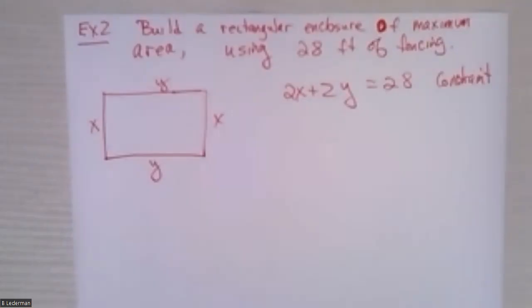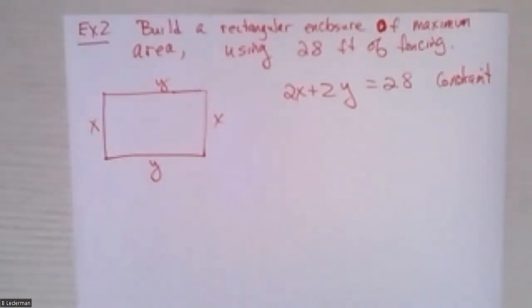Meaning that the perimeter is set. The perimeter is 28. That's how much fencing I have. That's how much material I have. And that's not changing. But I want to proportion it, or make the dimensions, the optimal dimensions, so that the area becomes the maximum. And so it's a similar problem to the previous problem, but it's going in the opposite direction, if you will. Anyway, that's my constraint.